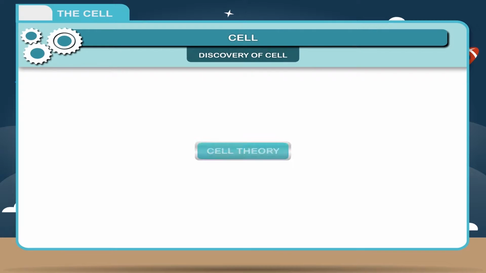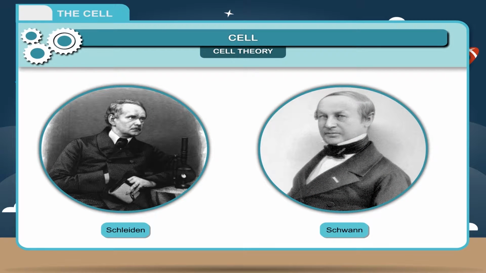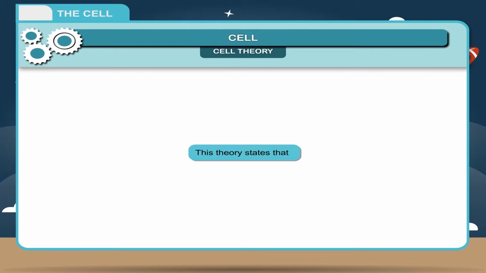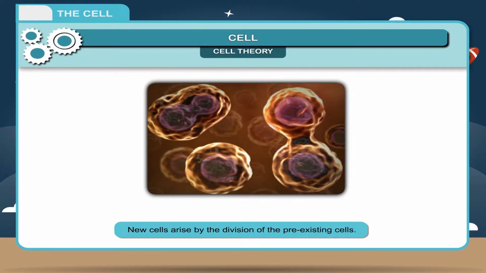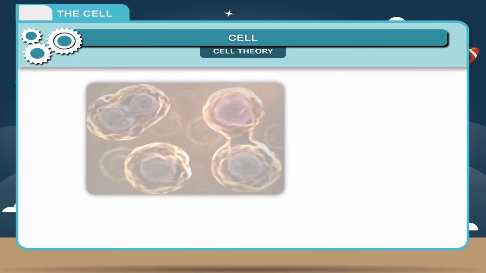Cell theory. The cell theory was jointly put forth by two German scientists, Schleiden and Schwann, 1839. This theory states that: 1. Every living organism is made up of one cell or many cells. 2. A cell is the structural and functional unit of a living organism. 3. New cells arise by the division of pre-existing cells.